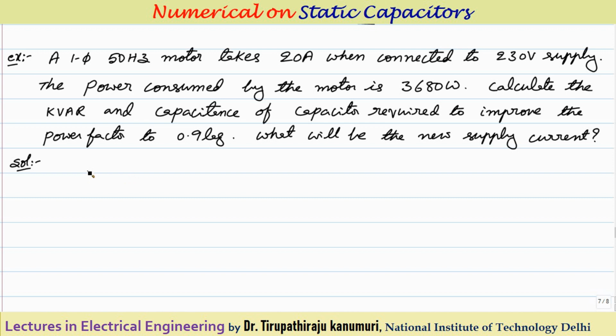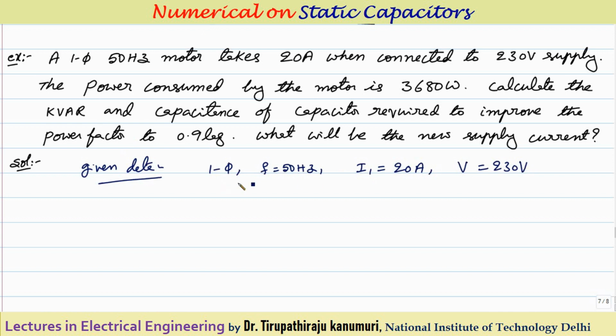Whenever any numerical is given, as usual, we first note down the given data so that we will not miss anything. So, given data. It is a single phase and the frequency is 50 Hz, so F is equal to 50 Hz. The current is also given: initially it is taking a current I1 equal to 20 amperes, and the voltage V is equal to 230 volts. Remember, it is single phase, so this is nothing but the phase voltage, Vp.